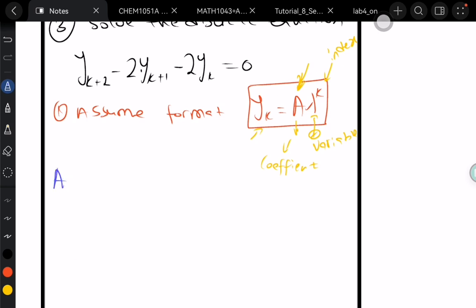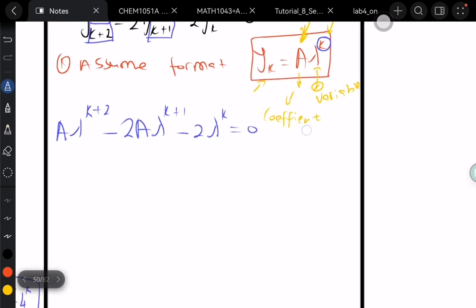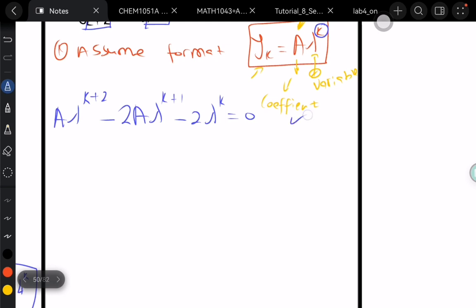We have a lambda to the power of the index, which is k plus 2, minus 2a lambda to the power of the index k plus 1, minus another 2a lambda to the power k, which is equal to 0. So now we have solved the first step. Let's go to our second step.